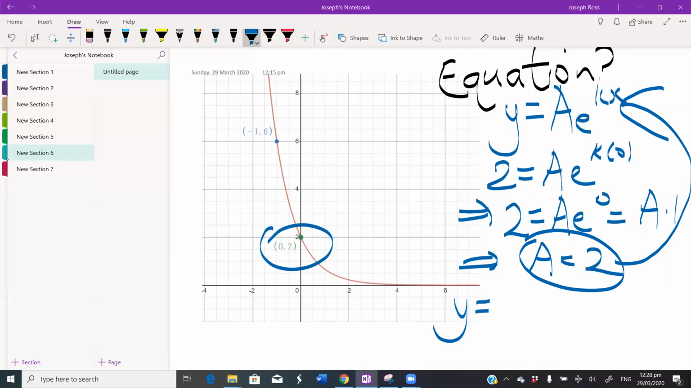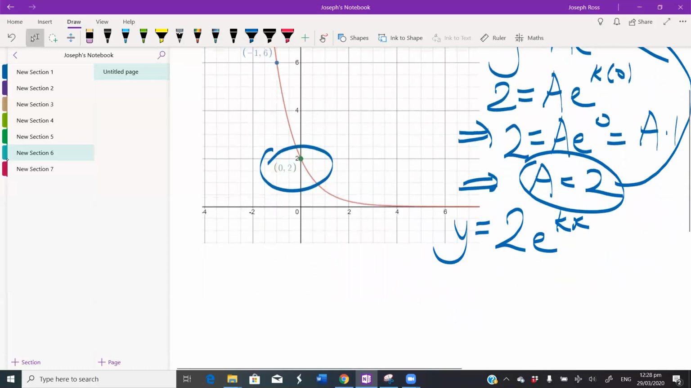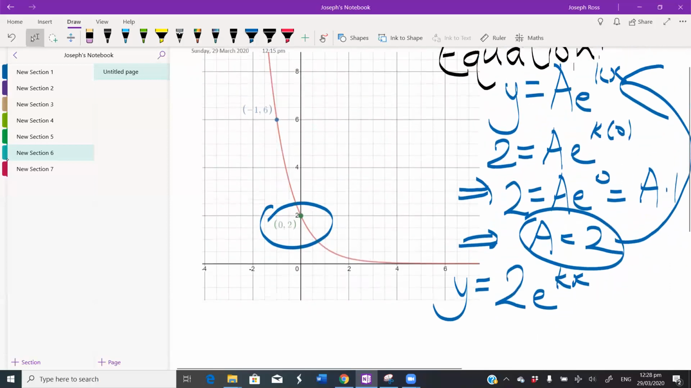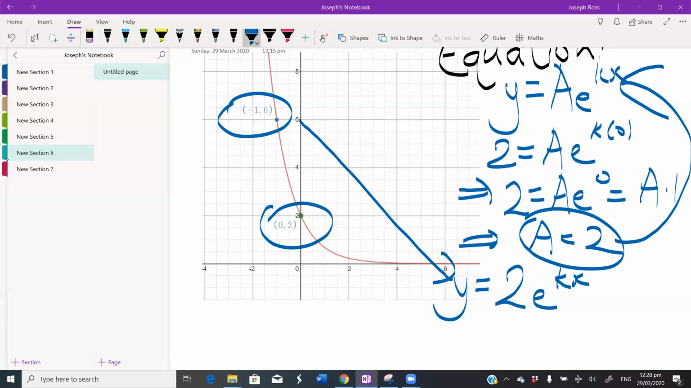That tells us that so far we have y equals 2e to the kx. Okay, so far so good. We just need to find the value of k from here, and we have one other point that it goes through, which is the point (-1, 6). So when x is -1, y equals 6, and we substitute that into y equals 2e to the kx. So we'll substitute that back into this equation.